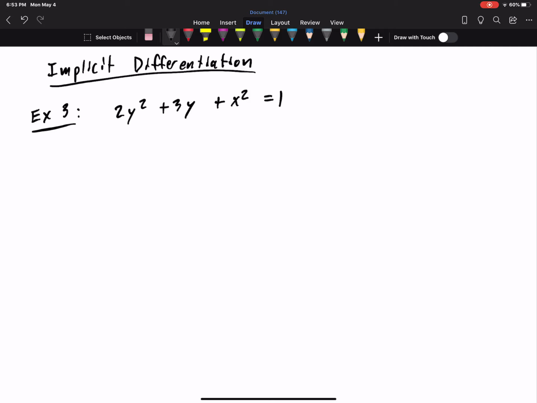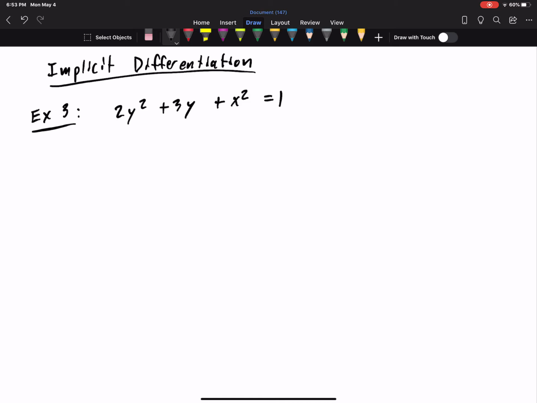All right, now moving on to example 3. This is an interesting example because in this case, it is not really that easy, actually it might not even be possible, to solve for y. That is, you can't get y by itself just by trying to solve this equation for y. So you have to use implicit differentiation in this case.